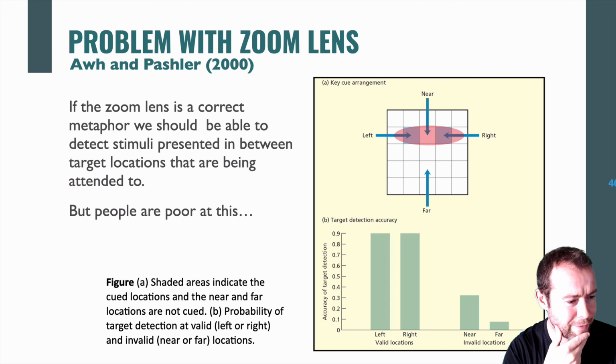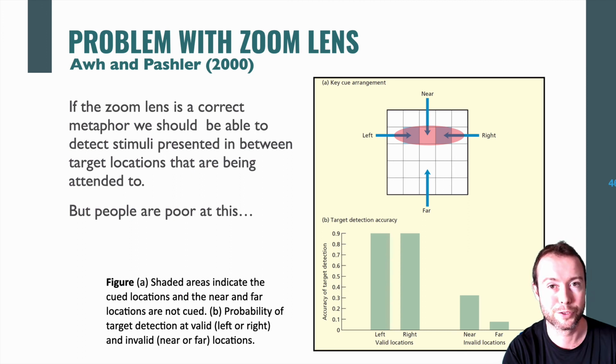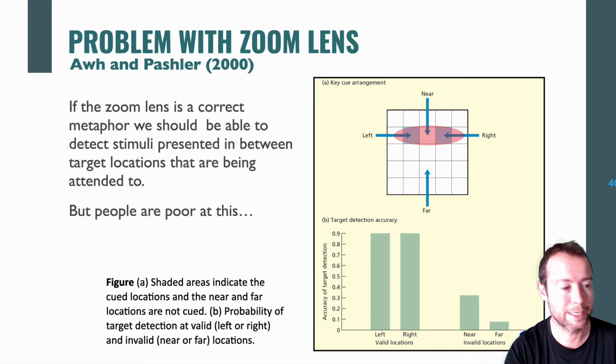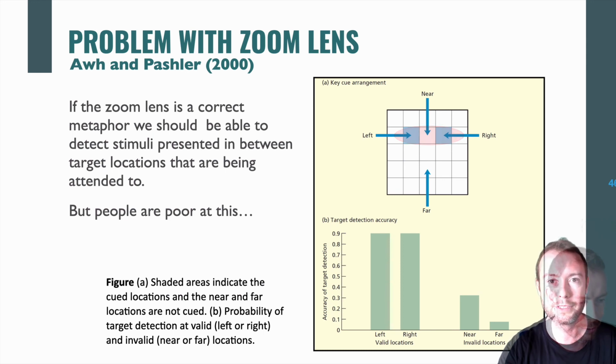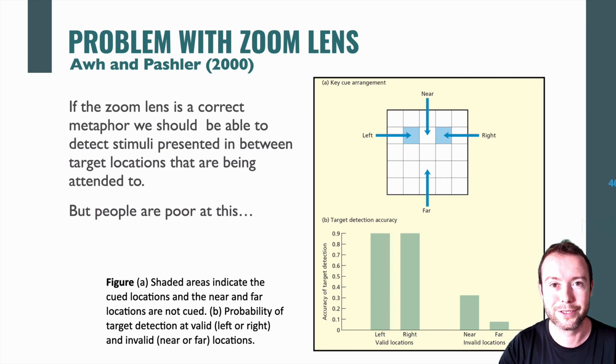But what they found was that participants were really good at detecting the targets when they appeared in the expected left and the right boxes, but when it appeared in the middle in this near location, the accuracy of target detection dropped off dramatically. We actually end up possessing multiple different spotlights that we can direct around the visual field. Either way, it seems pretty convincing evidence that the zoom lens isn't applying in this particular case.